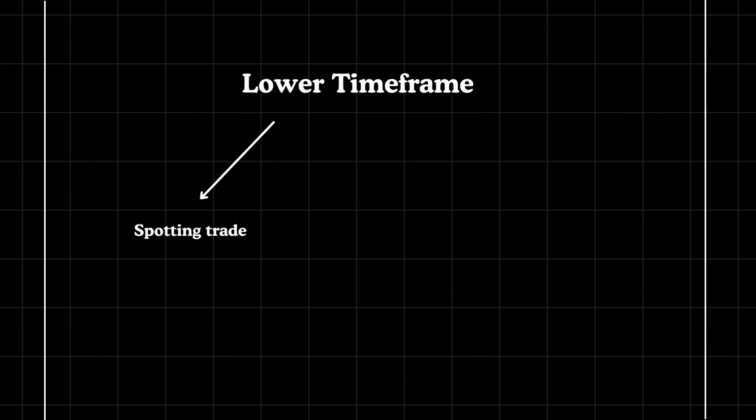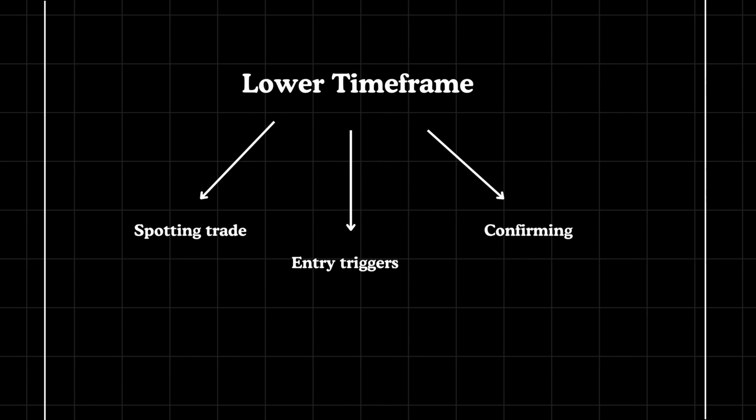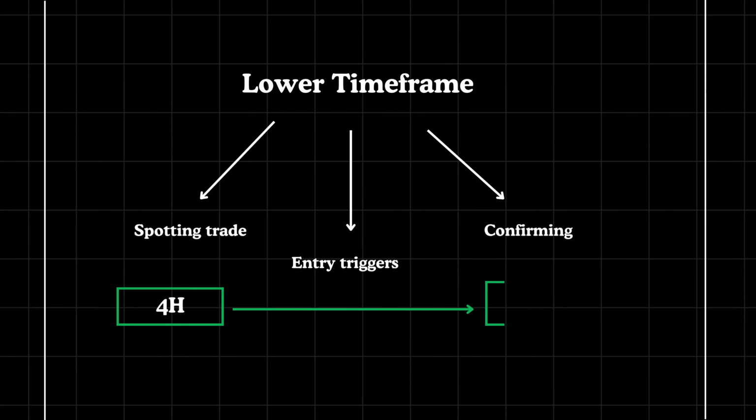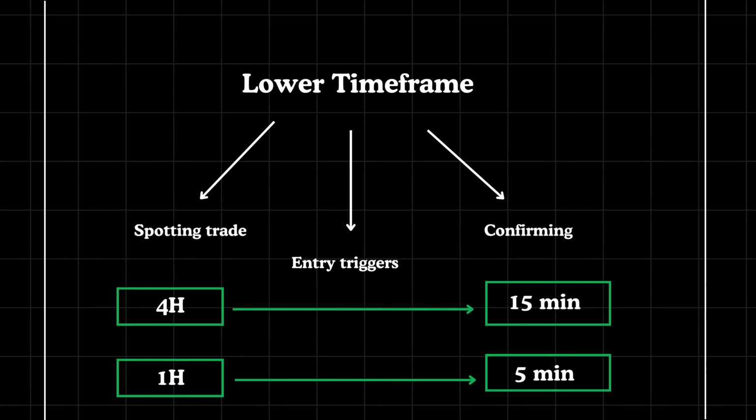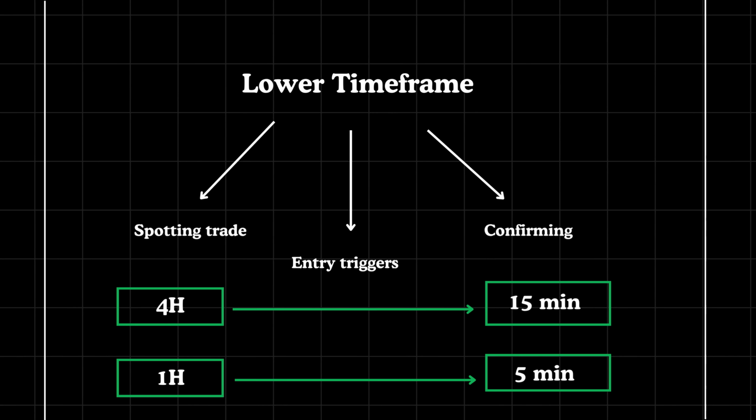Trade execution takes place on the lower time frames, typically the 15-minute and 5-minute charts. Merging these lower time frames with the analysis time frames is mainly aimed at spotting trade setups, identifying entry triggers, and confirming the trade idea. Generally, if we mark our trading zones on the 4-hour and 1-hour charts, we shift down to the 15-minute and 5-minute charts to find optimal entry points into the market.